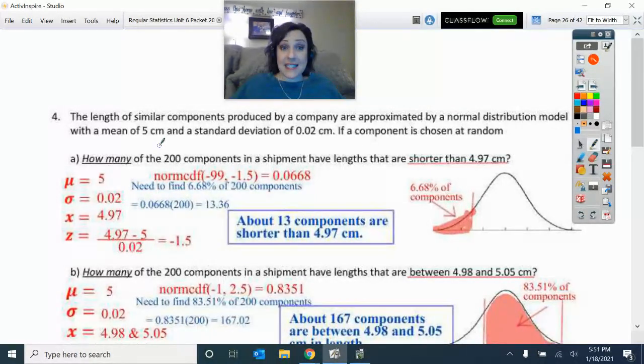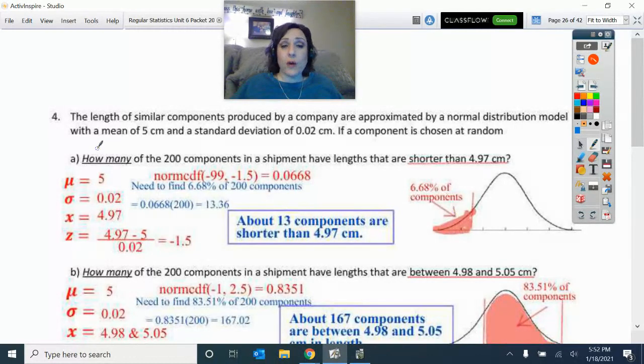So we are talking about the lengths of these components with a mean of 5 centimeters and a standard deviation of 0.02. We're going with 4.97, so there's our x minus the mean over the standard deviation. We were wondering about being shorter than that 4.97 centimeters, so I get the area below that location. So I use norm CDF from negative 99 to negative 1.5, and that gives me 6.68% of components. So if this is too short, then you're going to have 6.68% of the components not meeting specifications, okay?